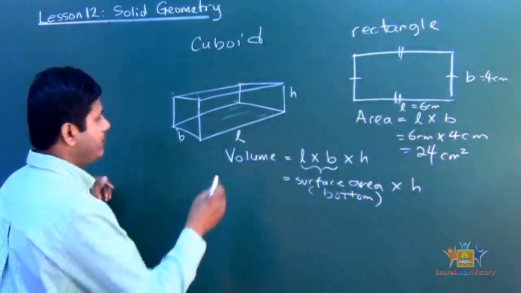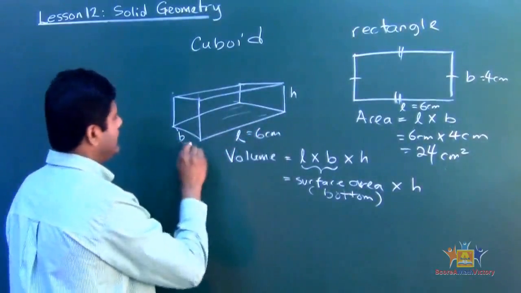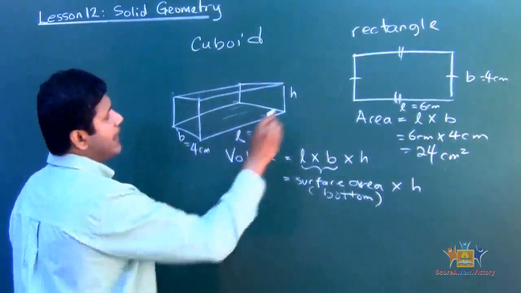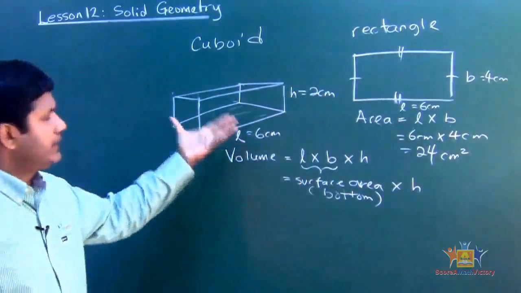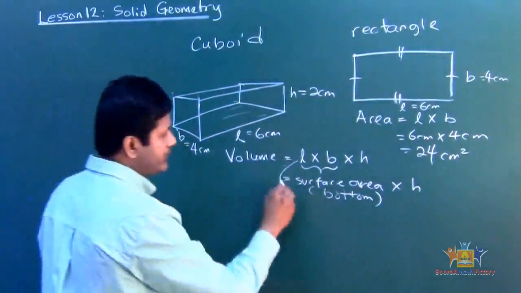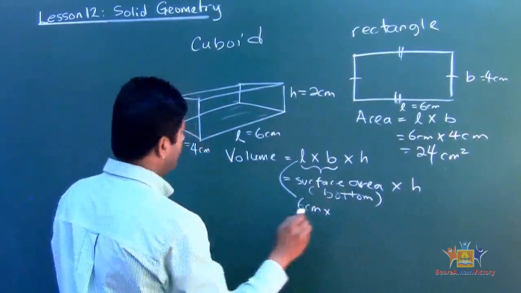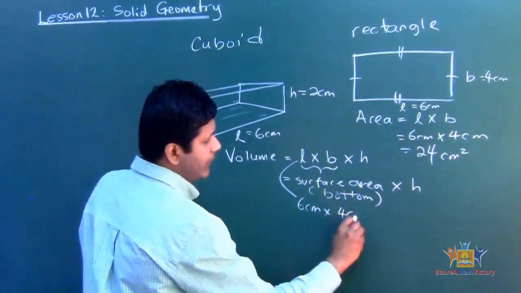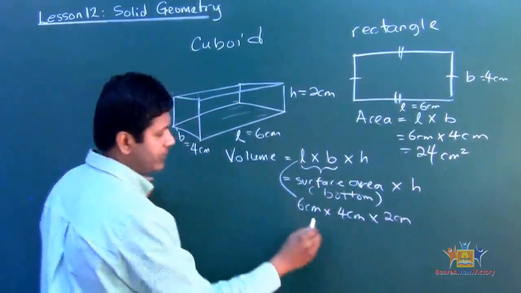Okay, so let's say for example, we already know this one is 6 centimeters, and this one is 4 centimeters, and now I gave you the height is 2 centimeters. And I want to find the volume of this cuboid. So, what is the length? The length is 6 centimeters. And what is the breadth? The breadth is 4 centimeters. And what is the height? 2 centimeters.